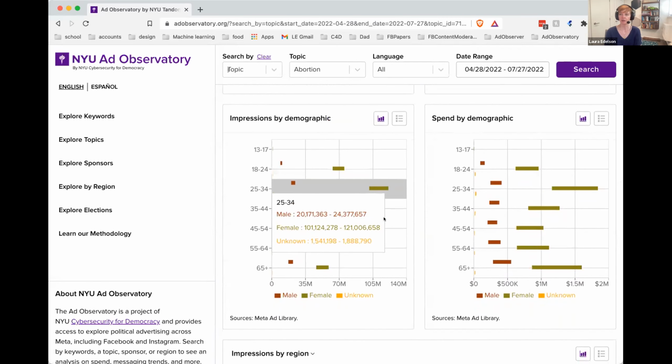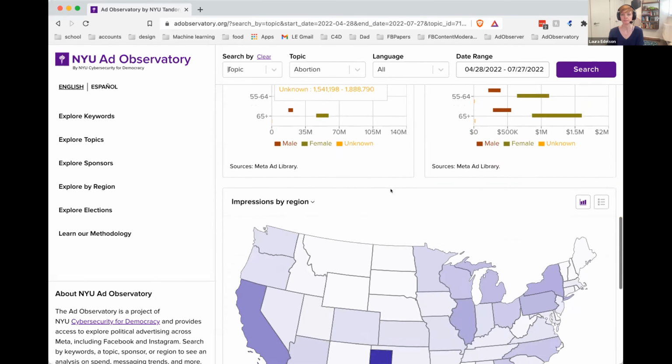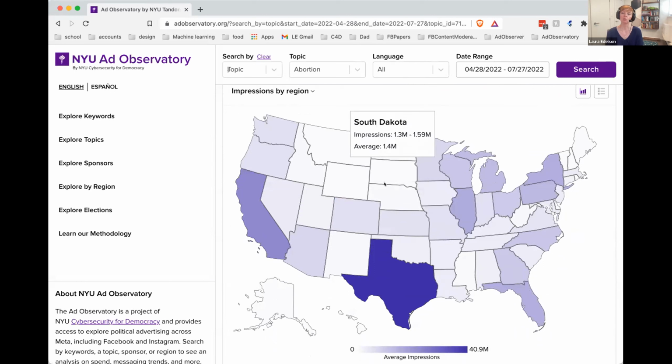And something that I find really interesting, when looking at this topic, is the demographic spread is pretty big, where many, many more women are seeing these ads than men. And when we look at where these ads are being shown, again, we see a really diverse picture. There's a lot of impressions going on in Texas, but honestly, they're being served up nationally.